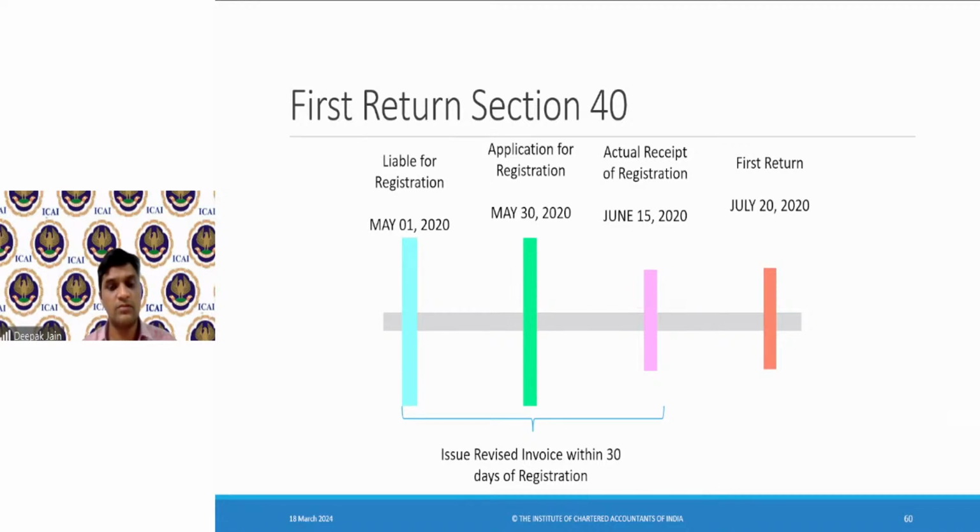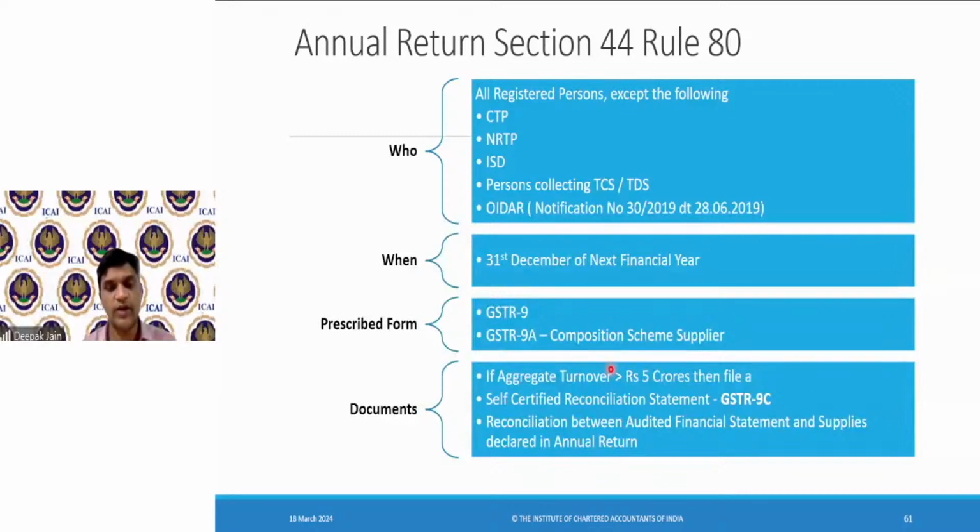Composition dealer, composition dealer has to file 2 annual returns. Yes, one is GSTR 4, which he will file by 30th April, and annual return under 9A by 31st December. Correct. So the annual return will be there.